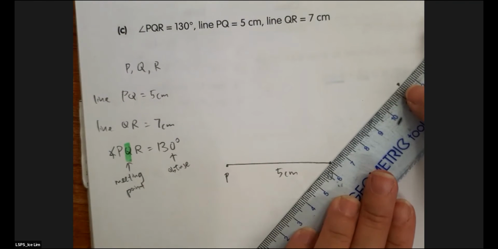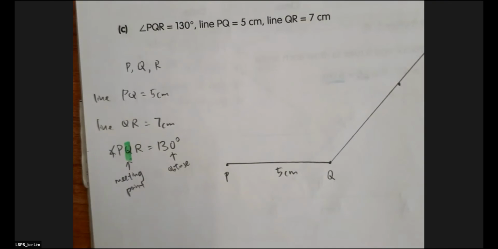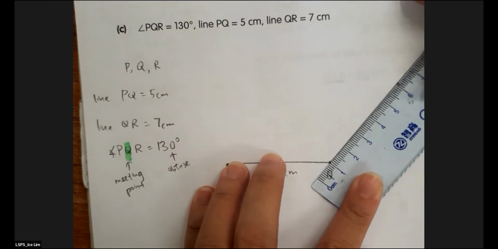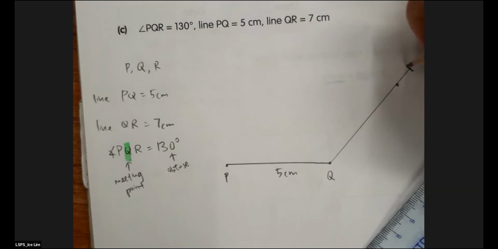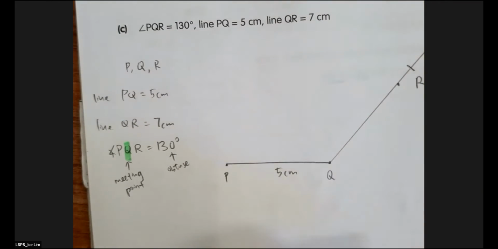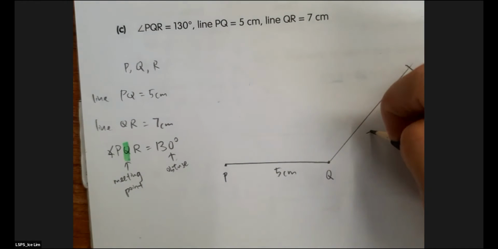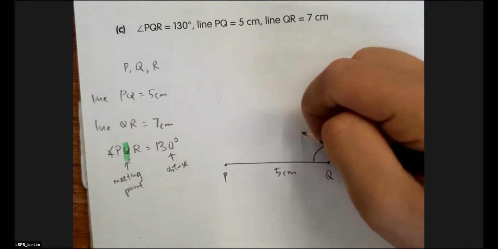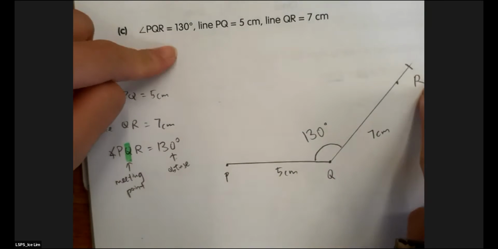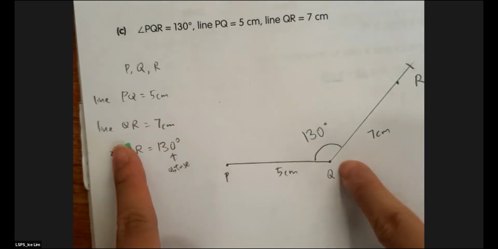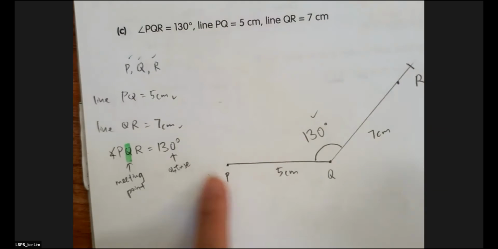I can draw the line first. Draw the line already, then look for the 7 centimeter, which is here. This is R. Erase away the excess. 7 centimeter. Label angle 130 degrees. Check. I have point P capital letter, point Q capital letter, point R capital letter. PQ 5 centimeter, QR 7 centimeter, 130 degrees label. Obtuse, yes.